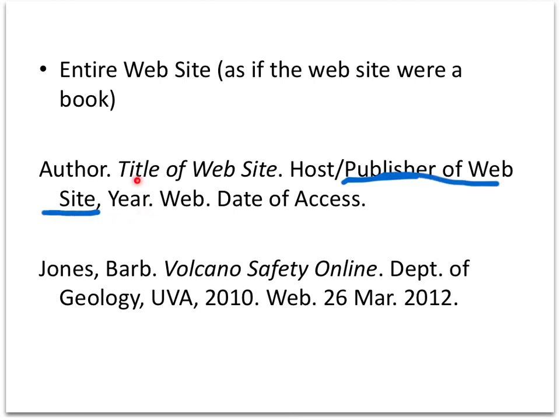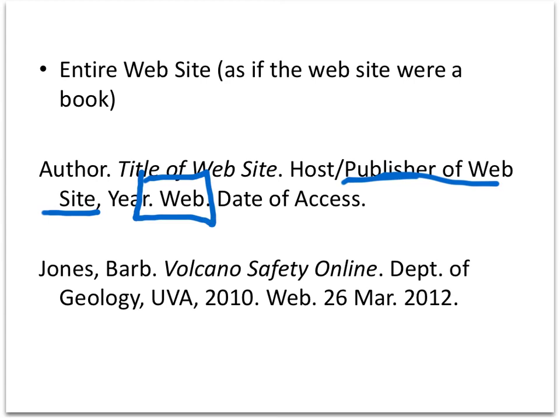So we also need to indicate a year. And something new that we haven't worked with yet is this web idea. Any type of web source that we cite, we won't use the ELEC abbreviation. We're actually going to use the word web. Following that, and this is particularly important, we need to include the date of access.